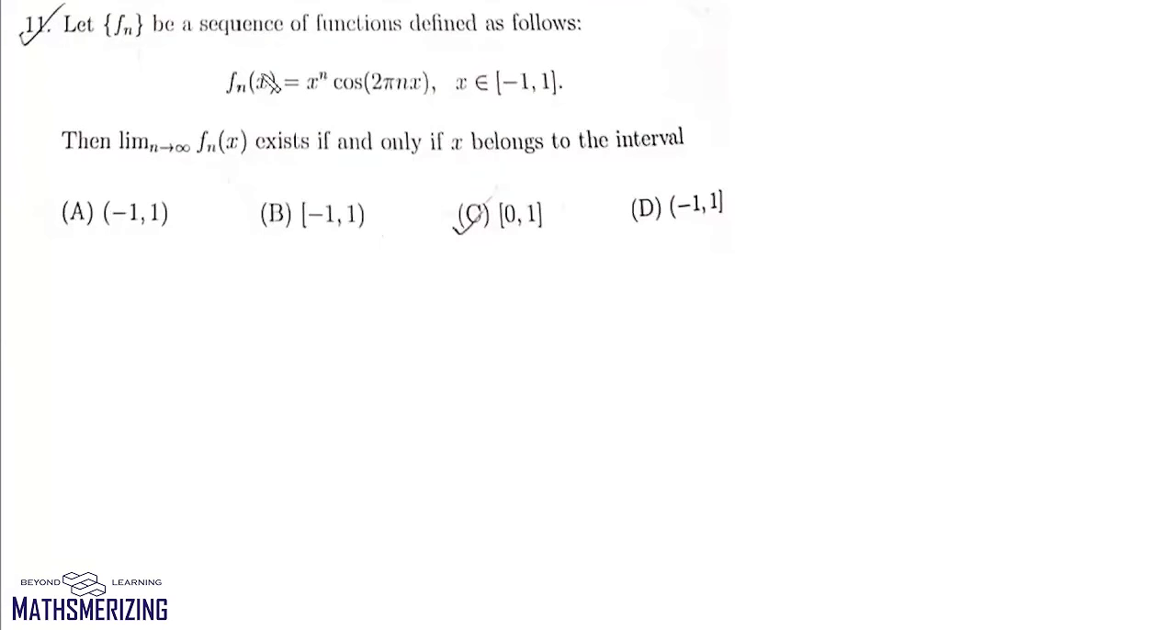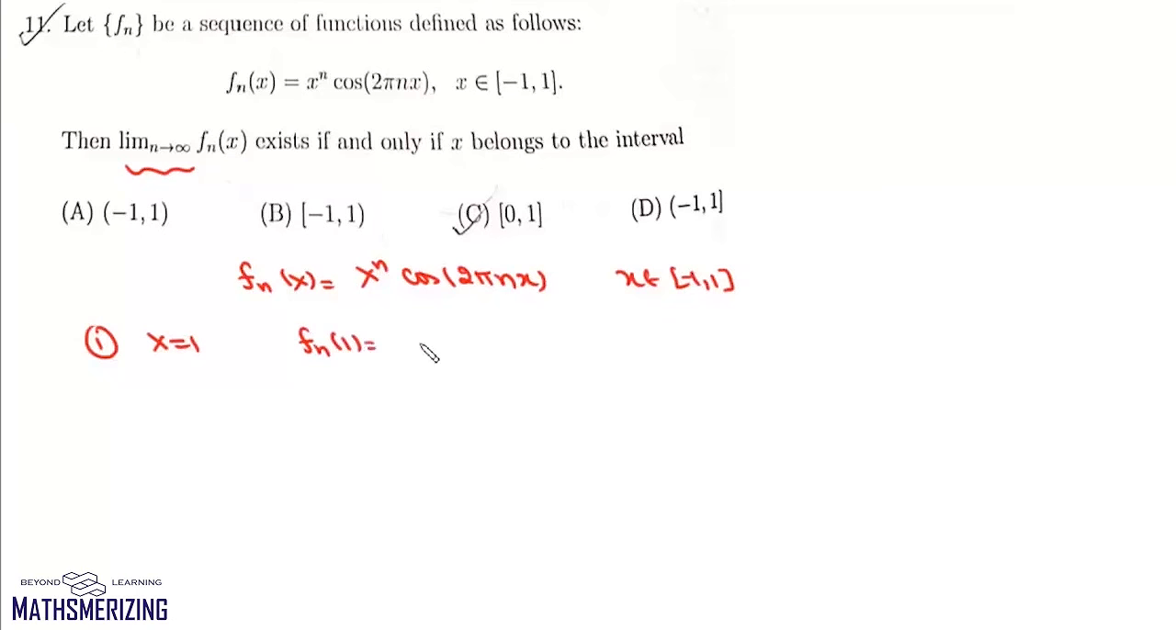Question number 11, we are given the sequence f_n(x) equals x to the power n cos 2 pi n x when x belongs to minus 1 and plus 1. And we need to find this limit n tends to infinity f_n(x). Now if we consider the first case, when the value of x is 1, we can write f_n(1) as 1 into cos 2n pi, and cos 2n pi is 1. So in this case, limit n tends to infinity f_n(x) will be simply 1. So for x equal to 1, this limit exists.